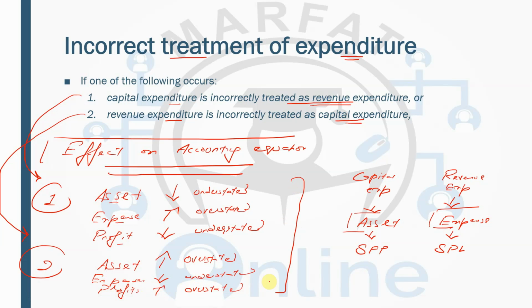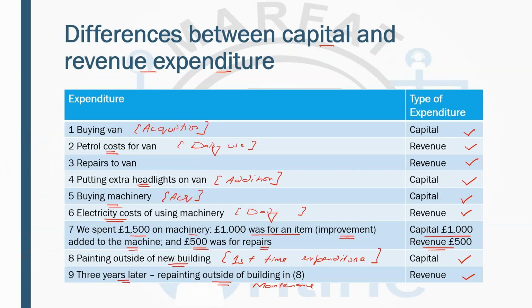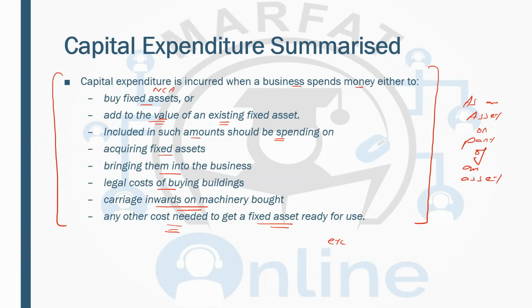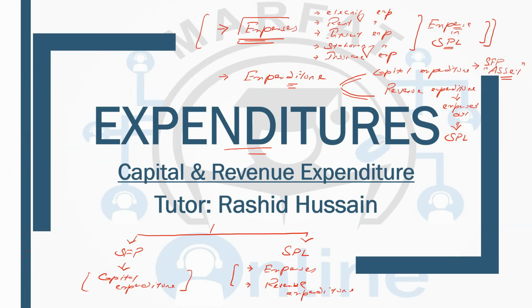So this is something important for the objective test question. You need to know what is the impact on the accounting equation when you have recorded capital expenditure as revenue expenditure or revenue expenditure as capital expenditure. So hopefully you have understood the concept. Make sure you go through this example and see whether you are able to understand it. Read these slides, which will make a clear difference between the capital and the revenue expenditure.